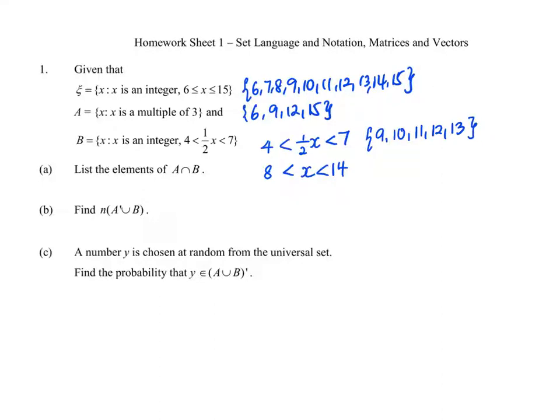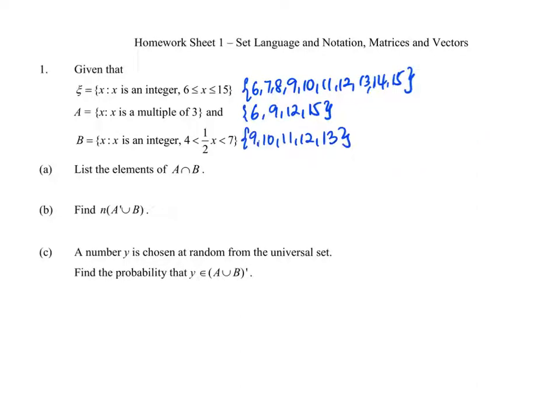Okay, so now we have all the elements of set A and set B ready. The question asks us to find the elements that are in A intersect B. That means it's common between set A and set B. Therefore, A intersect B will be, what are the terms that are common between these two sets? And we have 9 and 12.